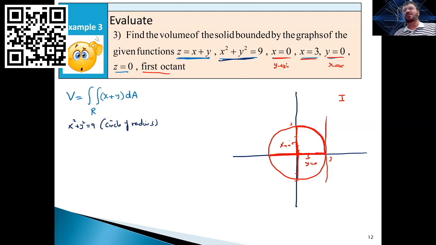x squared plus y squared equal to 9. This is x equal to 0. This is y equal to 0. And this is x equal to 3. So where am I? This is my region. Only that part. That's it. Now let's take it as a region of type 1.